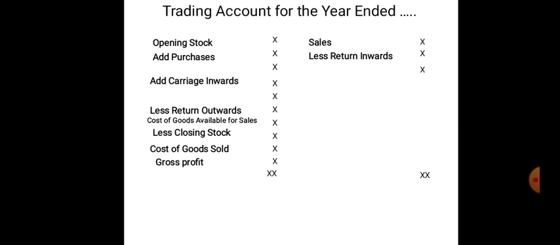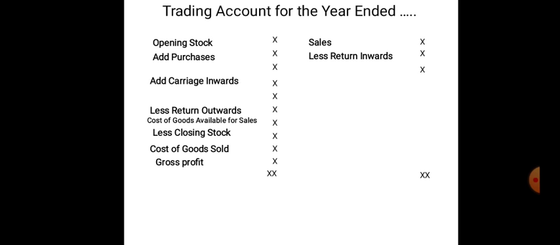What is return outwards? Return outwards are goods returned back to the supplier. So you bought some goods, and for some reasons, you decided to return these goods back to the supplier. Can you suggest the reasons why goods can be returned to suppliers? Yes. Goods could be returned as a result of being defective, wrong quality or wrong color.